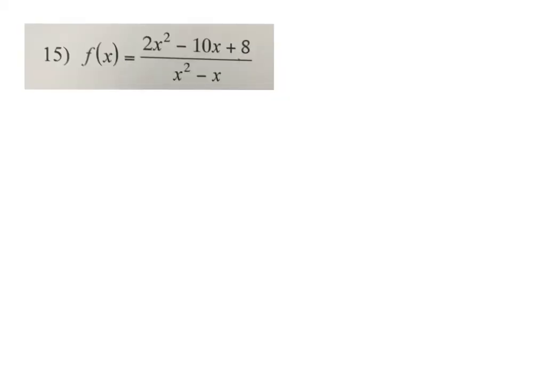All right, so this is asking for horizontal asymptotes, holes, vertical asymptotes, x-intercepts, and y-intercepts.